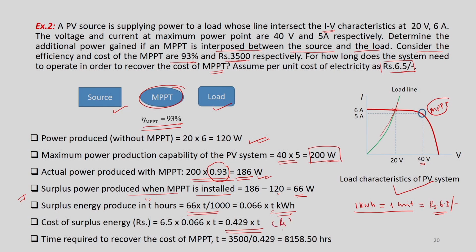And the time required to recover the cost of MPPT will be, because cost is known to us, 3500 divided by 0.429 will give you this much of hours. So, this much of hours are required to recover the cost of the MPPT that we have invested. So, this is quite interesting problem. We can see how economically you can make it, and how long you need to operate to get the payback period.